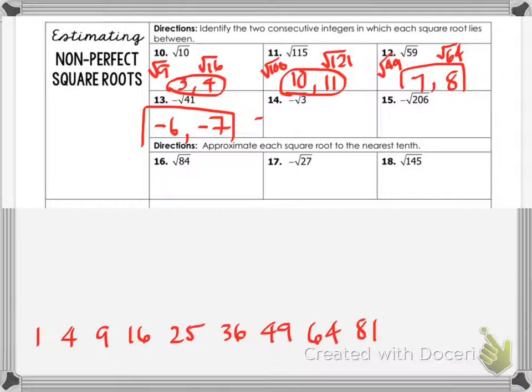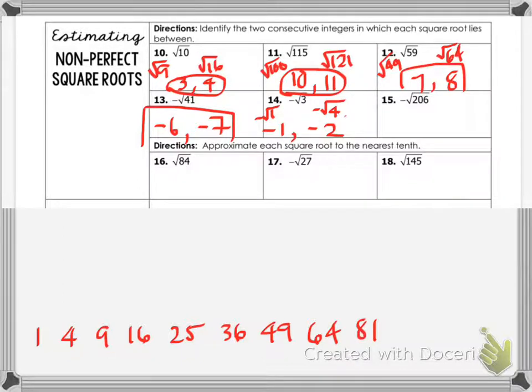For this one, it will come between the opposite of the square root of 1 and the opposite of the square root of 4. In this case, we get negative 1 and negative 2 is what it will come between.